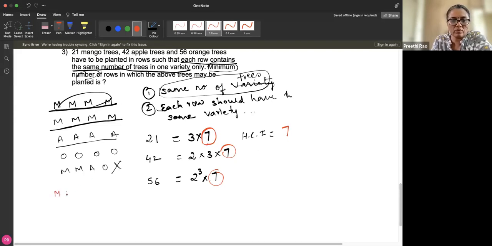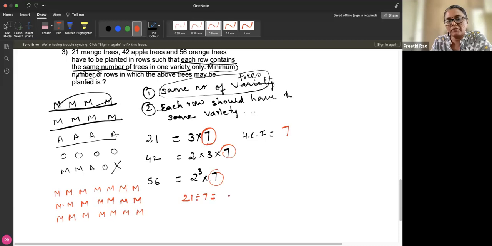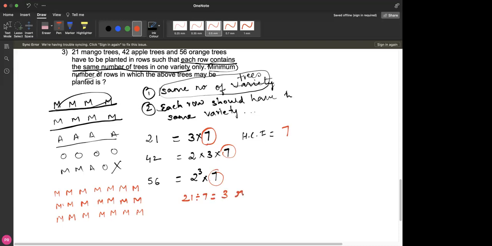So I have mango 1, 2, 3, 4, 5, 6, 7. Again, the next row will also have 7. So many of you had answered 7 correctly, but that was not the question. The question was how many rows? There are 21 mangoes. If they are arranged in groups of 7, they will take up how many rows? So they need 3 rows.